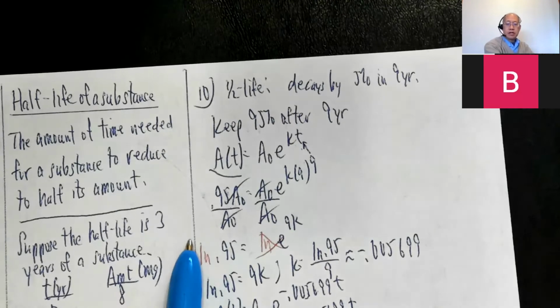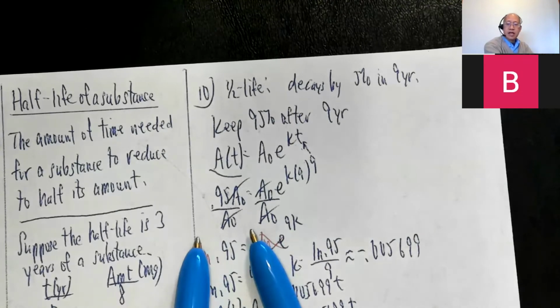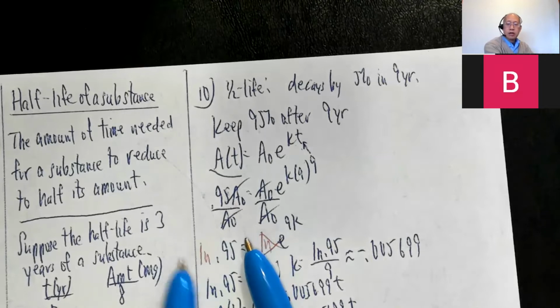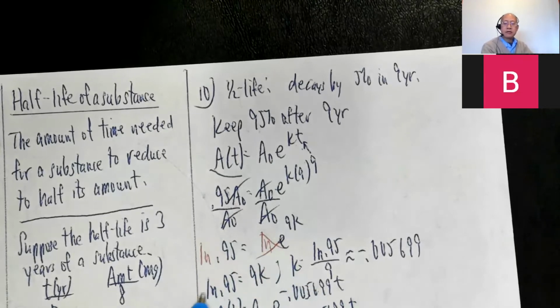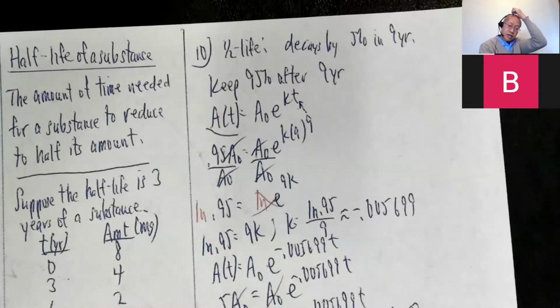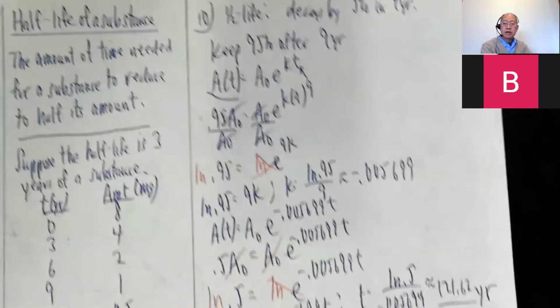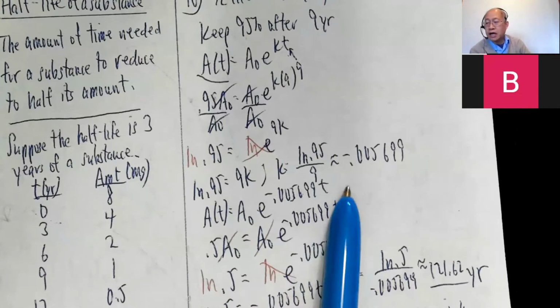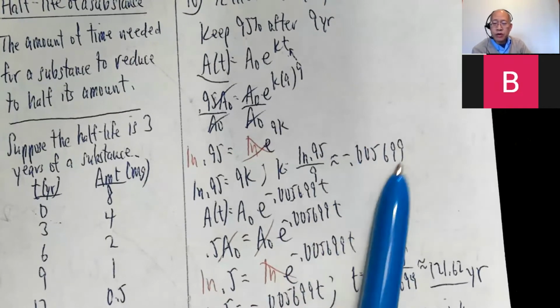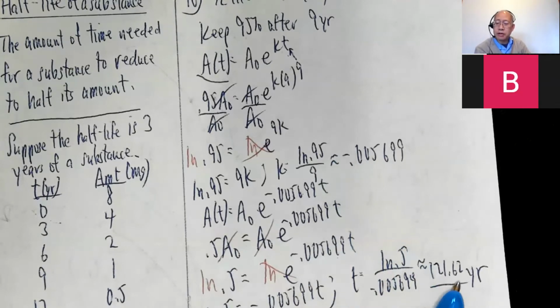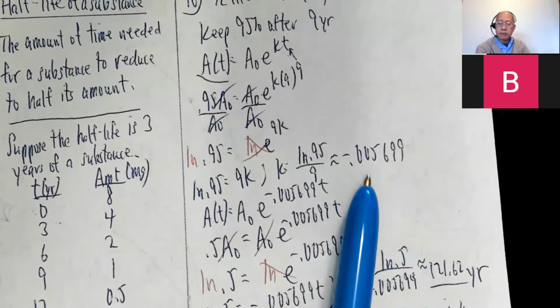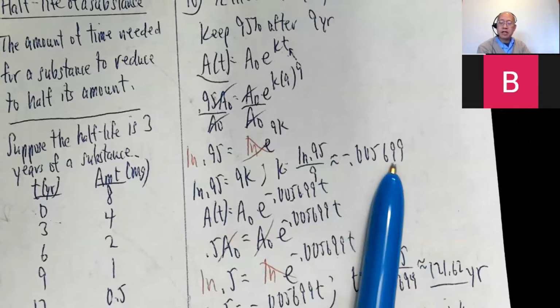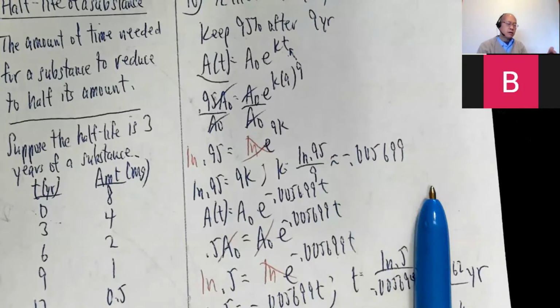Okay, so the rest we've seen that game before. 0.95 is e to the 9k. Take the natural log of both sides. ln e cancels out. ln 0.95 is 9k. Divide by 9. K is negative 0.005699. And getting back to the rounding off, in between the final answer, my final answer, I put round to the nearest 100, but in between steps, keep as many digits as possible for accuracy. Okay, so I'll show you ln 0.95, divide that by 9.